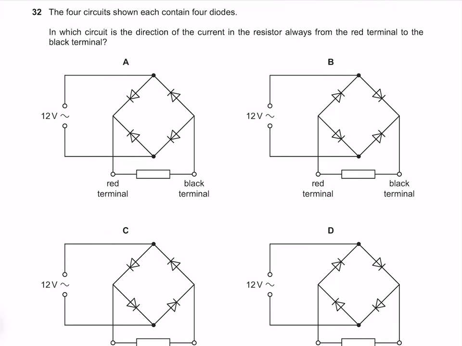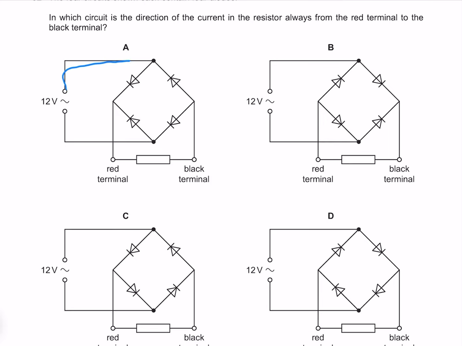The four circuits shown each contain 4 diodes. In which circuit is the direction of the current in the resistor always from the red terminal to the black terminal? When current flows in this direction, it is stopped here and is allowed to pass through here to the red terminal. In this case, it's also taking from the black, so we're good for one direction. Going the other direction, our current is once again able to reach our red terminal, where it's stopped by this diode here, and is once again able to pull from our black terminal. So we have from the red and to the black for both directions, which means that A must be our correct answer.